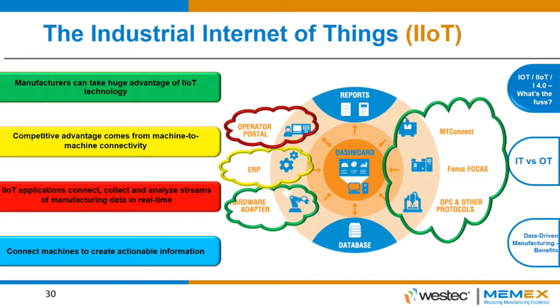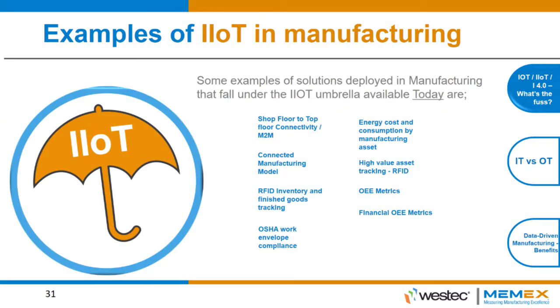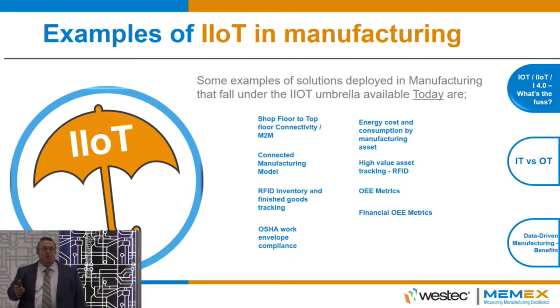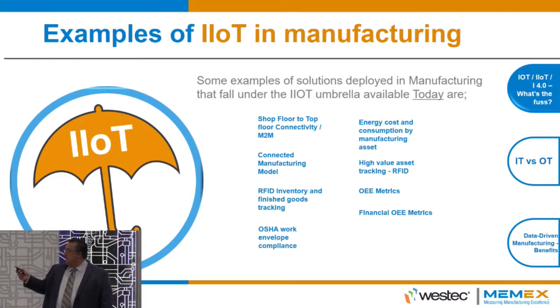This is an example of a business use case in IoT. So we're going to talk a little bit about OEE in a minute, but we could have financial OEE, we could have OSHA work envelope compliance. I think Neil's going to talk a little bit about that in his presentation. Shop floor to top floor connectivity and the connected manufacturing model. These are all examples of IoT in manufacturing or applied to manufacturing.